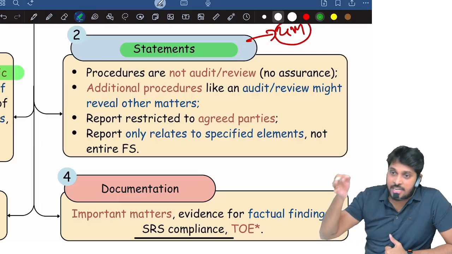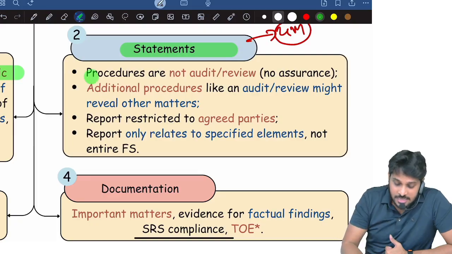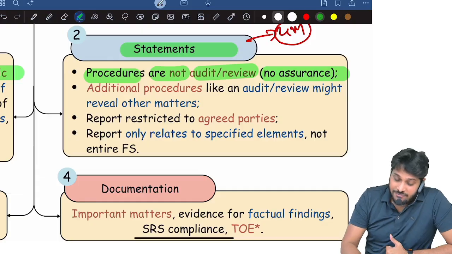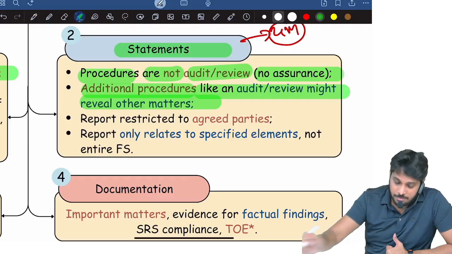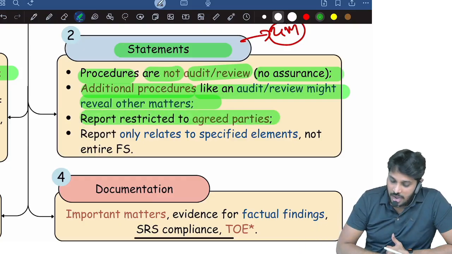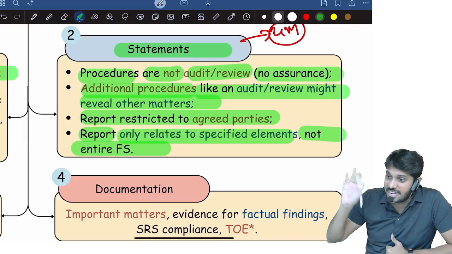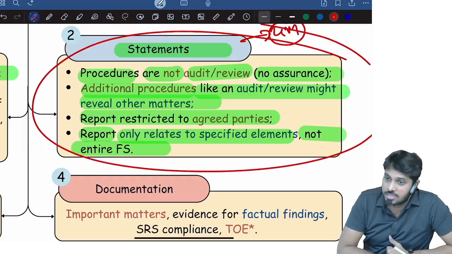In the agreed upon procedure report that you are giving, you need to specifically mention that these procedures are not an audit or review. Accordingly, no assurance is provided. If additional procedures were performed, we might have found some additional matter, and the report is restricted to agreed parties. We only report on related specific elements, and we are not reporting on entire financial statements. These statements have to be mentioned in the agreed upon procedure report.